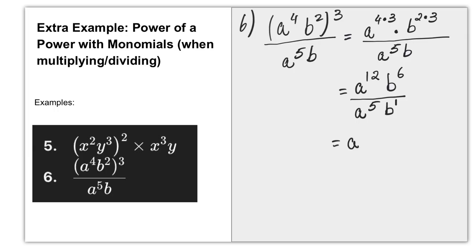All right, if we separate a's, that means 12 minus 5. And then again, we're following the division rule by subtracting. Six minus 1. And this will be a raised to the 7th power, b raised to the 5th power. That's it.